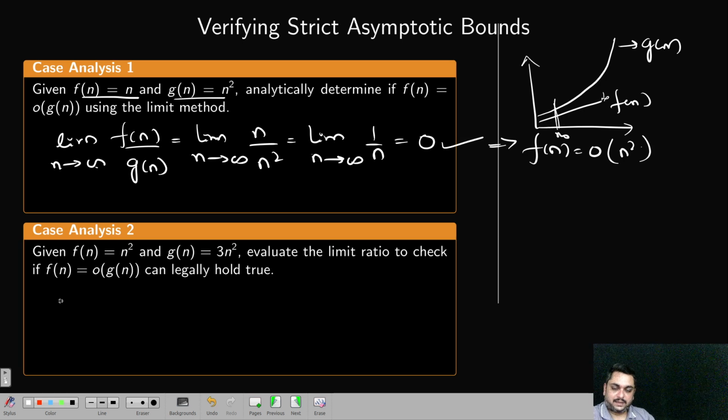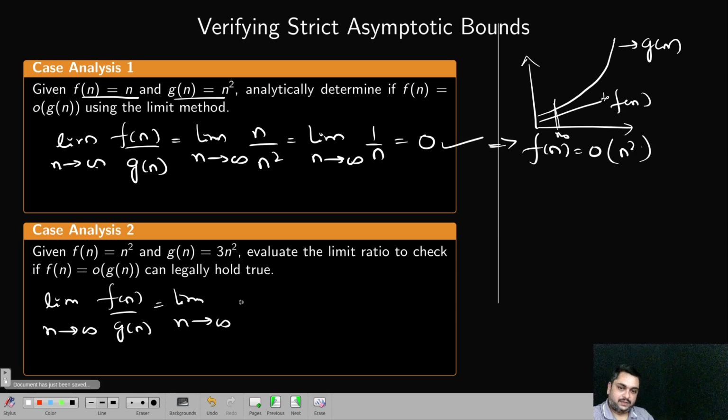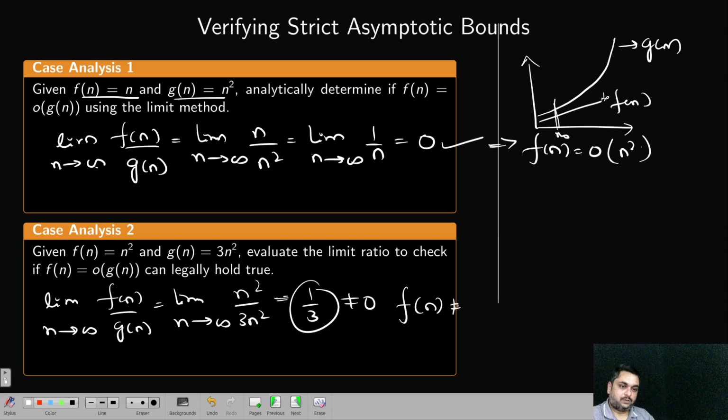Let us take another example here. Again, check the limit as n approaches infinity of f of n divided by g of n. This is the limit as n approaches infinity, where f of n is given as n square divided by 3n square. So this is equal to 1 by 3. So this is not equal to 0. Hence, we cannot say f of n is little o of g of n.